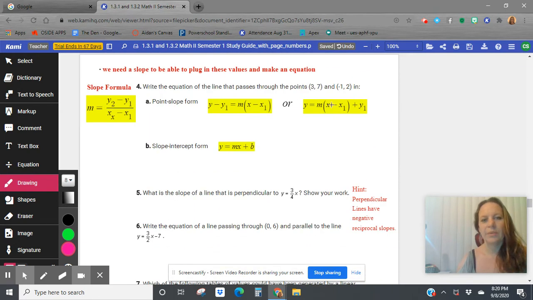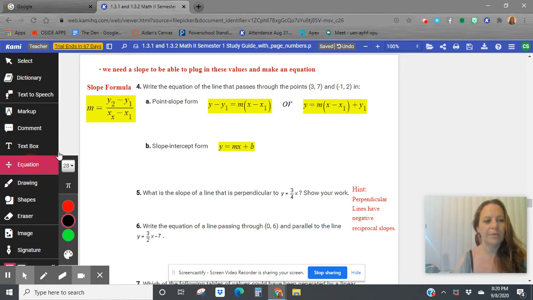Okay, on this next one, I put in a couple formulas that we just want to be reminded of as we work through these. Write the equation of the line that passes through these 2 points. So first we need the slope formula to calculate the slope, then we're plugging it into point slope and slope intercept form. So let's do the slope formula first. So this is my x1, y1. This is my x2, y2.